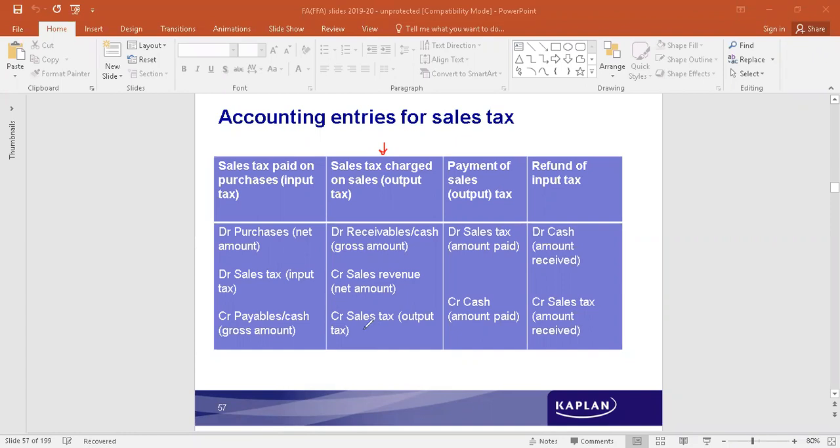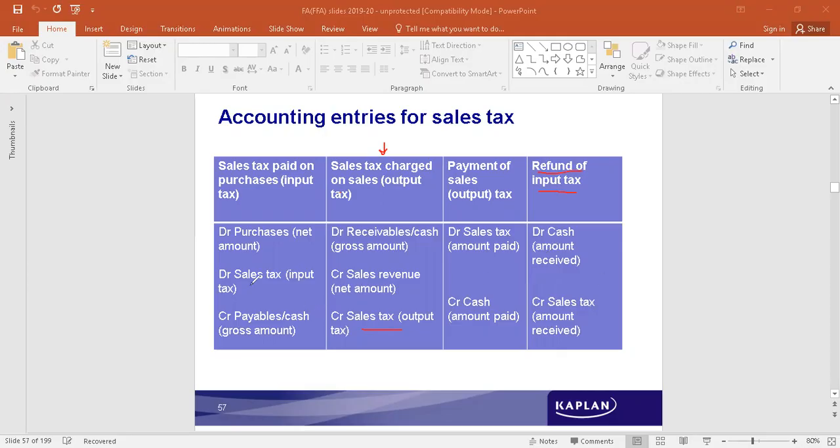Now, what is done with this portion of sales tax? It has to be paid, so sales tax to cash, it is settled. Sometimes some excess amounts, if they are paid or on adjustment on calculation, some portion of it may come back. When that comes back, there is a refund of input tax, so cash is received, credit sales tax amount that is received.